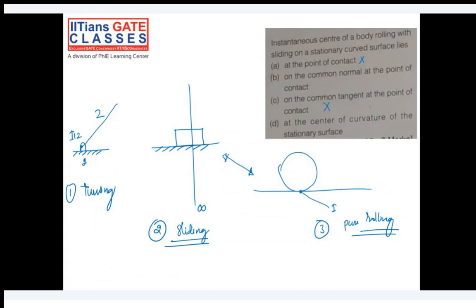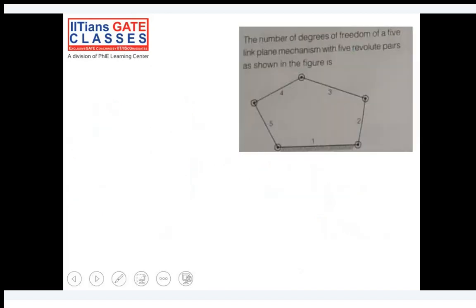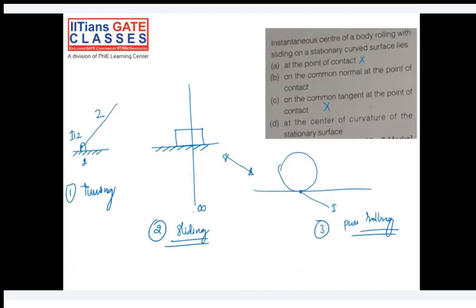So basically it is on the common normal at the point of contact. Okay, so this is the point of contact. This is the common normal at the point. On this normal, somewhere there will be an instantaneous center. Okay, which we don't know. It will not be at infinity because it is not purely sliding motion. It will not be at the point of contact because it's not purely rolling motion. It will be in between that point of contact and infinity, somewhere in between.